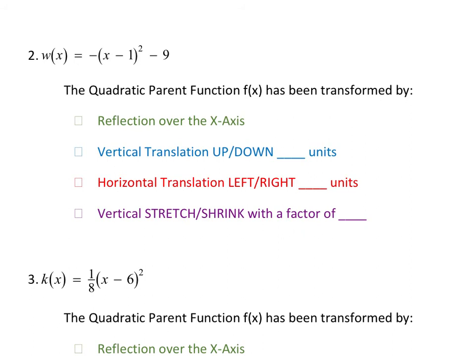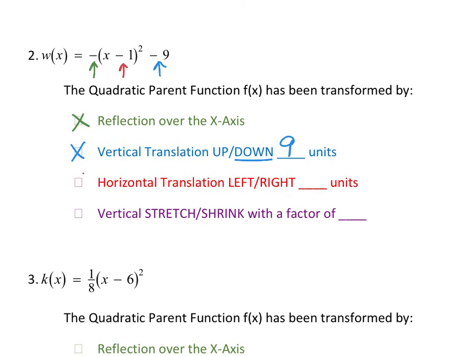Okay, let's look at number 2. I'll point at the things that are different when comparing this function to the parent function. There's a negative sign in the front. We're subtracting a number on the inside, and we're adding a number on the outside. That means that there are 3 transformations performed on the parent function. One of them is a reflection in the x-axis. That will make this a sad parabola. And since we're subtracting a number on the end, that's a vertical translation down 9 units.